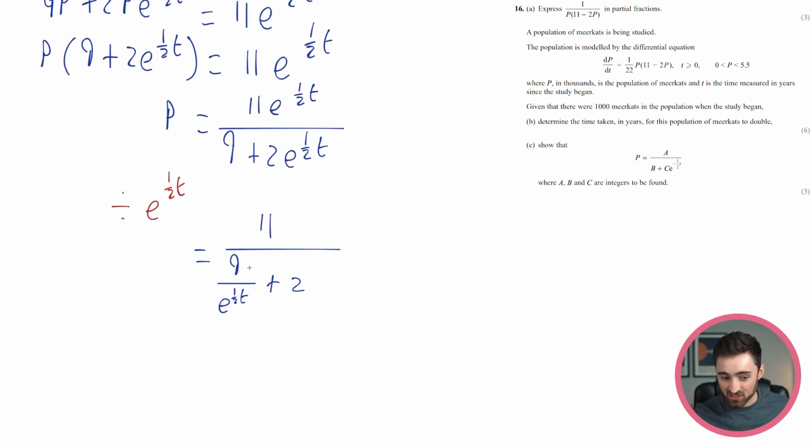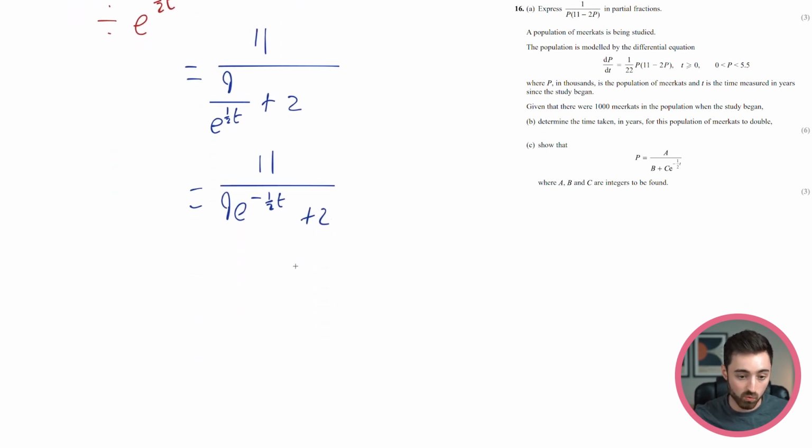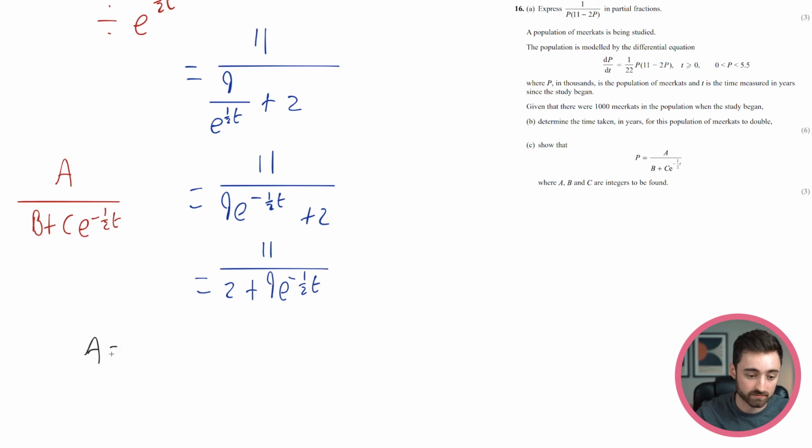Now this is a really common idea. And the reason is, this doesn't look too nice, but there is a nicer way we can write this. Because if I'm dividing by this power here, that is the same as e to the minus a half t. So now compare it with what they want. Well, they want a over b plus c e to the minus half t. So in other words, if I was to just rewrite these the other way around, 11 over 2 plus 9e to the minus half t, that would get my a as 11, b is 2, and c equals 9.